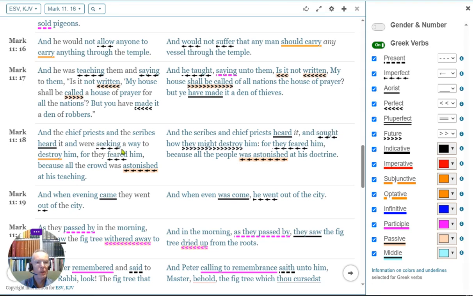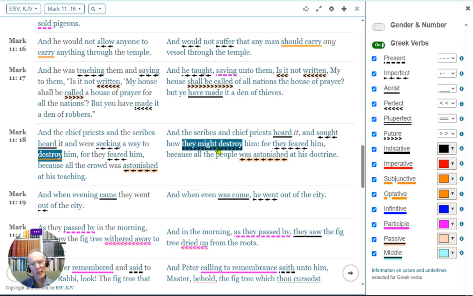This is a long tense. This is what they're actively trying to do, looking at Jesus all the time, trying to find a way to destroy him. Whereas in the King James Version, the emphasis is much more on this will happen. They sought how they will destroy him.